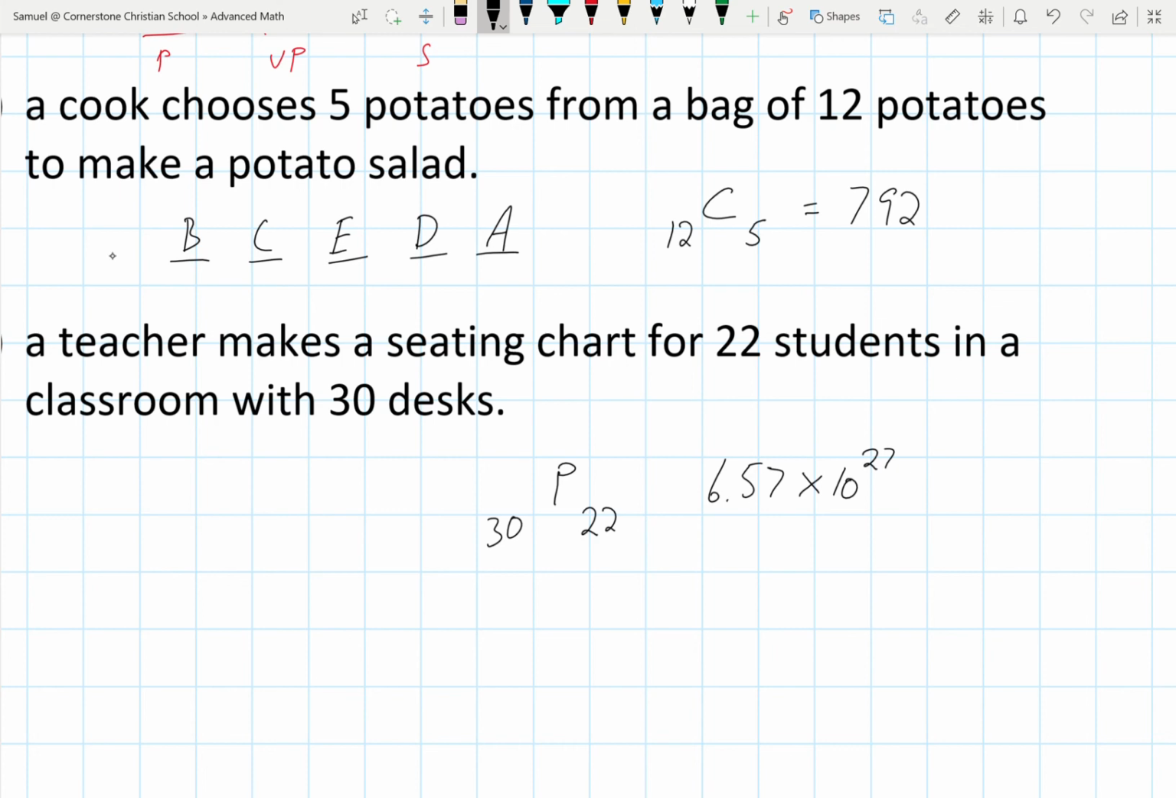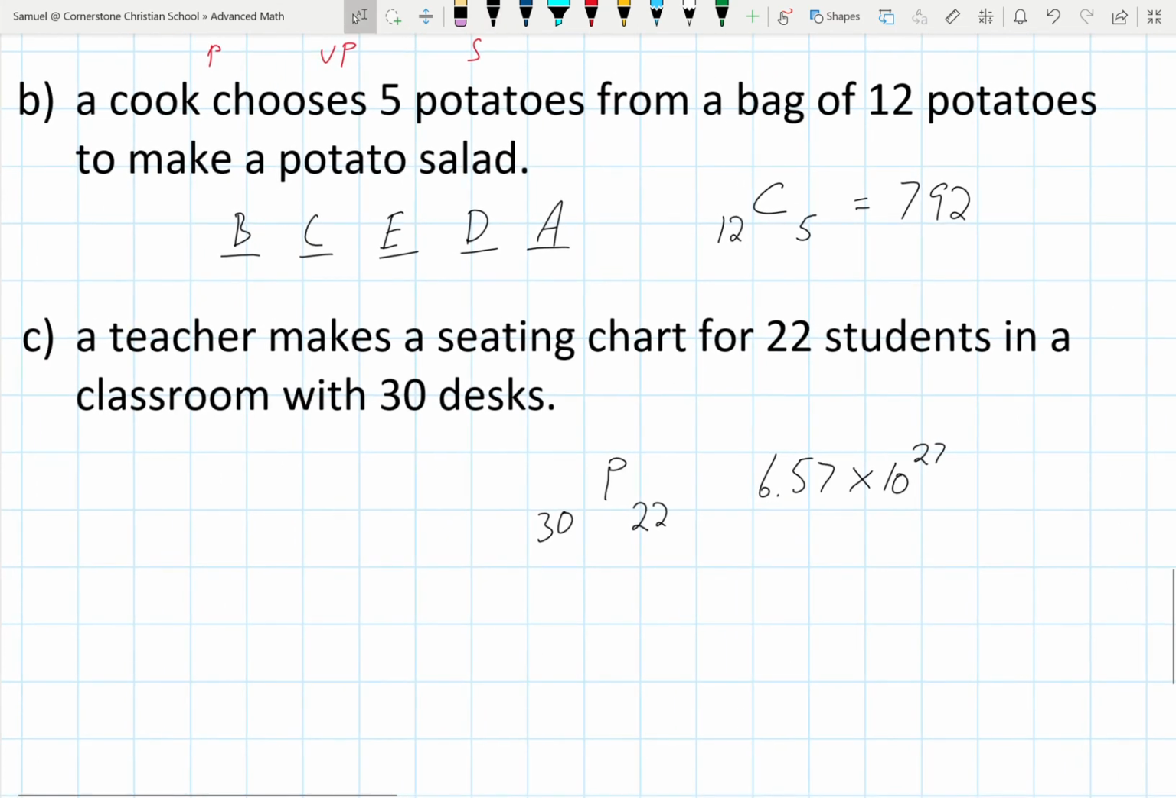Again, that means that I could write this with moving the decimal place 27 times. So it'd be 6.57 with 25 zeros after it. So there's quite a few different ways that teachers can arrange their seating charts when they only have 30 desks. So let that be a warning.